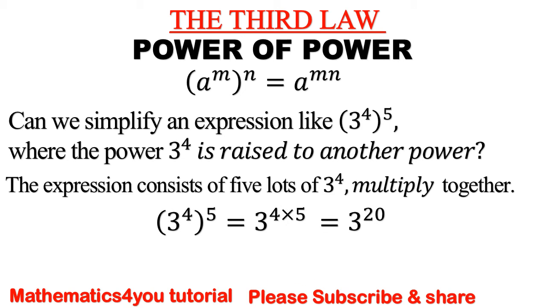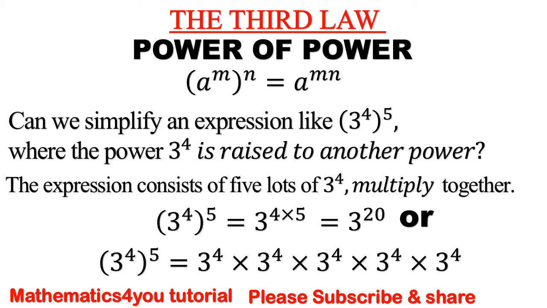Okay, so the first one here is what we are going to multiply the both indices there, right? The both indices there. So you have 4 times what, 5. Okay, you multiply the indices, then you have 4 times 5, which gives you 20. So you have 3 raised to the power 20.